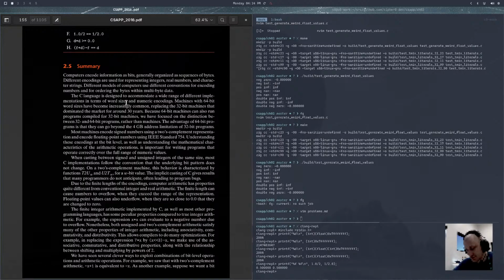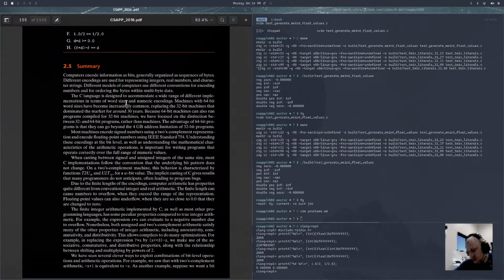Due to the finite lengths of the encodings, computer arithmetic has properties quite different from conventional integer and real arithmetic. The finite length can cause numbers to overflow when they exceed the range of the representation. Floating point values can also underflow when they are so close to zero that they are changed to zero. The finite integer arithmetic implemented by C, as well as most other programming languages, has some peculiar properties compared to true integer arithmetic. For example, the expression x times x can evaluate to a negative number due to overflow.